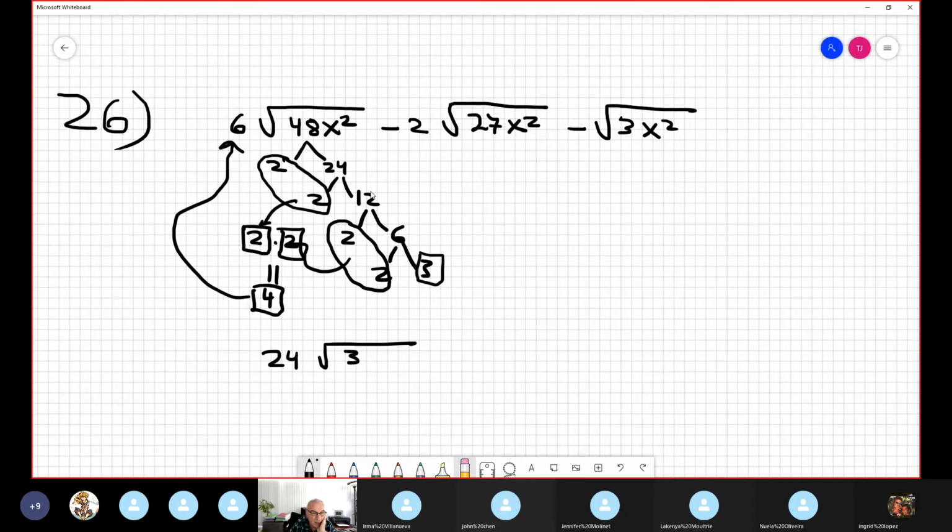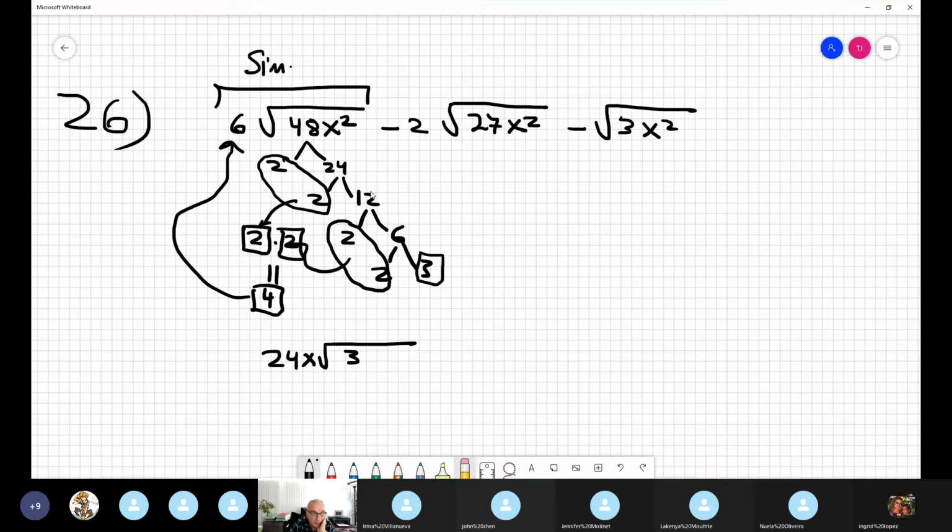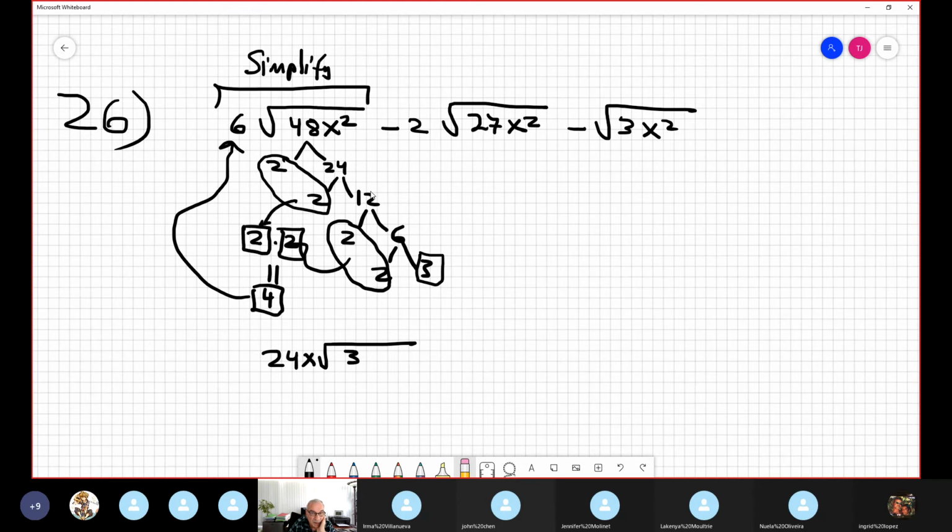And what happened with the variable? The exponent is 2, it's even. So it goes completely outside like a 1. Okay? So this is the simplification for the first part. Simplification for the second part.